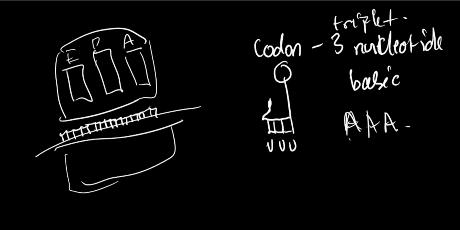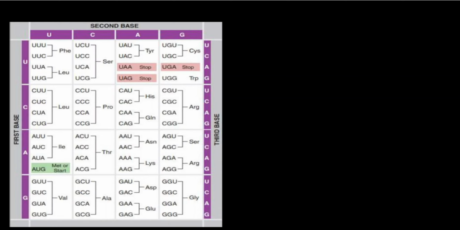Now we have what we call the start signal. Remember when we were considering transcription, the start was the promoter. The start signal for initiation in translation is a particular codon, and it's the codon that codes for methionine. Let's take a brief look at this codon dictionary, or protein dictionary, so to say. Here in this table we can see that the start codon is AUG.